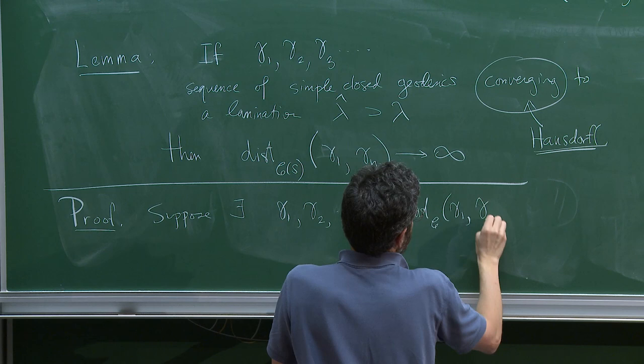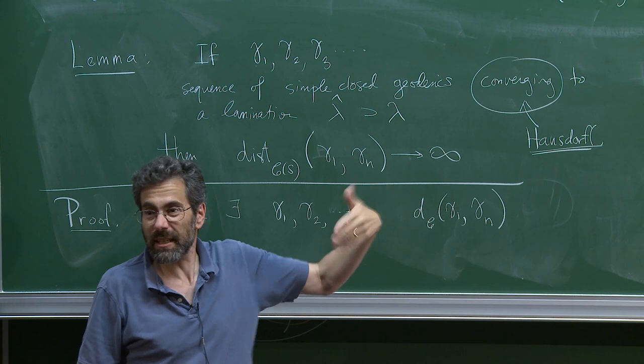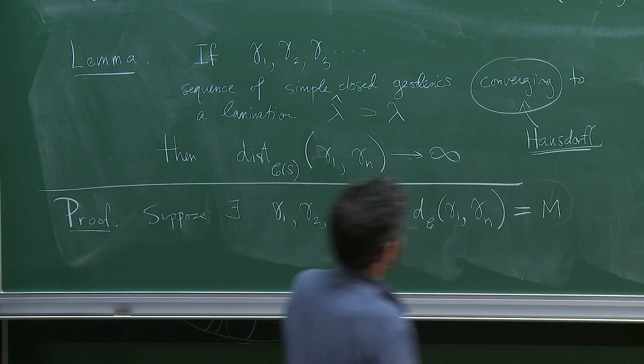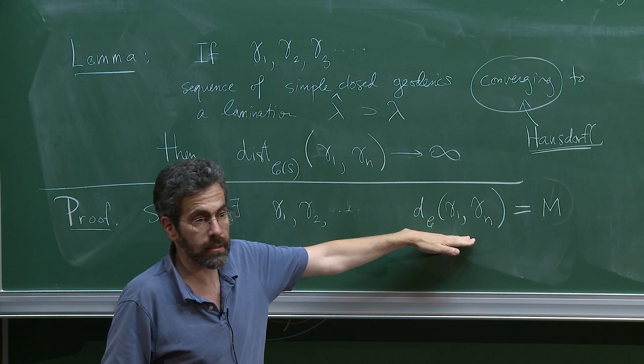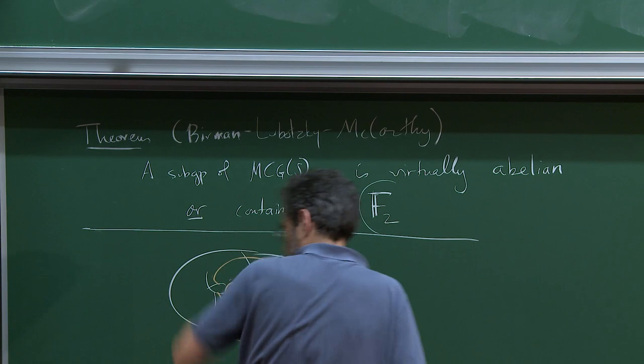So if it's not going to infinity, I may as well assume that it's constant, because I can always take a subsequence where it's constant. Suppose this is just equal to some m. If this is not true, then there exists a sequence for which this is true. Everybody clear on that? Just pigeonhole. Okay. So I want to get a contradiction.